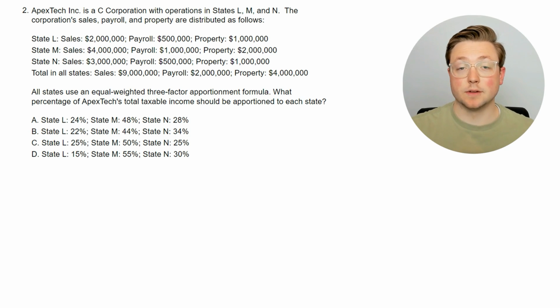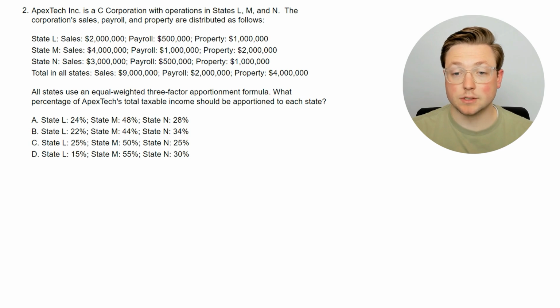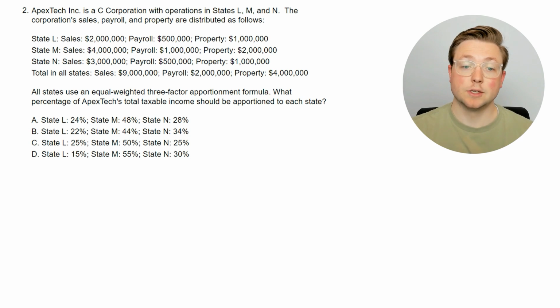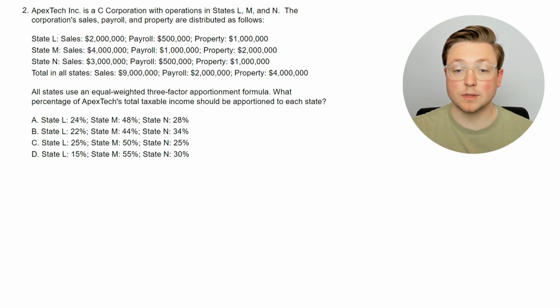So in state L, they have sales of $2 million, payroll of $500,000, and property of $1 million. In state M, they have sales of $4 million, payroll of $1 million, property of $2 million. And in state N, they have sales of $3 million, payroll of $500,000, and property of $1 million. So total, they have $9 million of sales, $2 million of payroll expense, and $4 million of property. All states use an equal weighted 3-factor apportionment formula. What percentage of Apex Tech's total taxable income should be apportioned to each state?